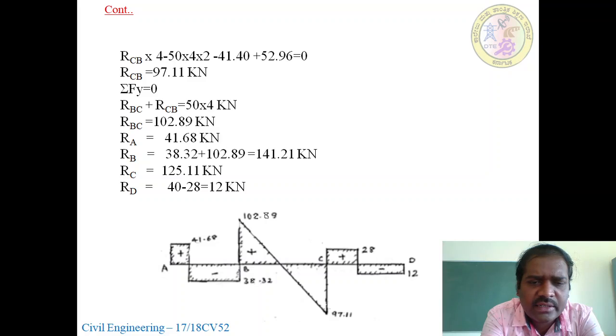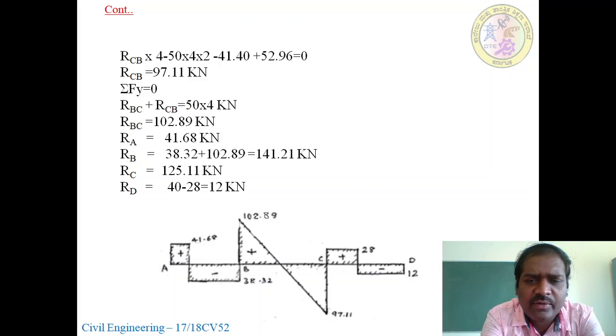The next rise: what is the RB value? RB is 141.21 minus 38.32, so you will get 102.89. If you say UDL, it will be a triangle shape like this, 102.89. What is the total load here? 50 into 4, it will be 200. 102.89 minus 200, you will get 97.11 negative.